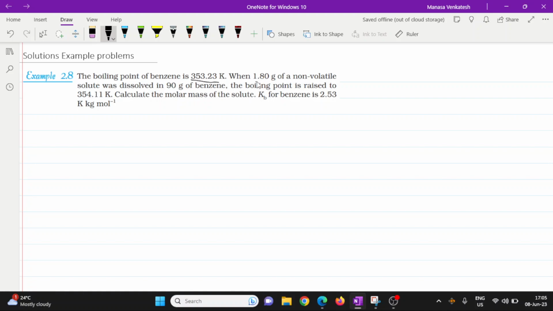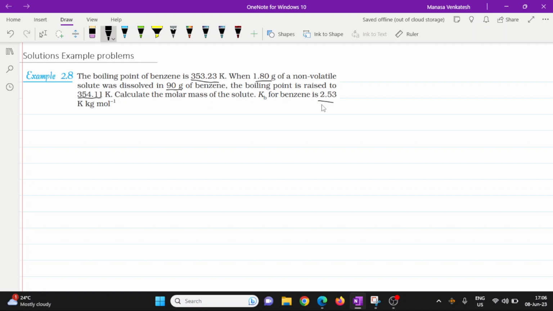When 1.80 grams of a non-volatile solute was dissolved in 90 grams of benzene, the boiling point is raised to 354.11 Kelvin. Calculate the molar mass of the solute. Kb of benzene is 2.53 Kelvin kilogram per mole.